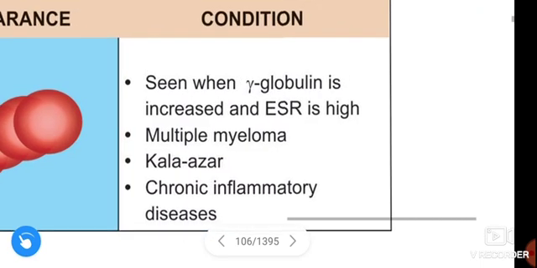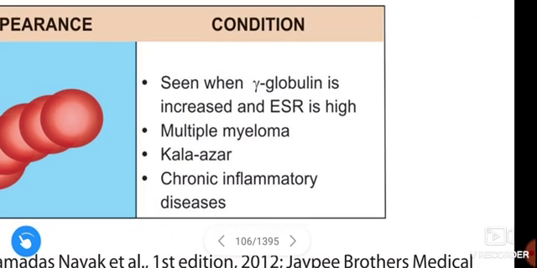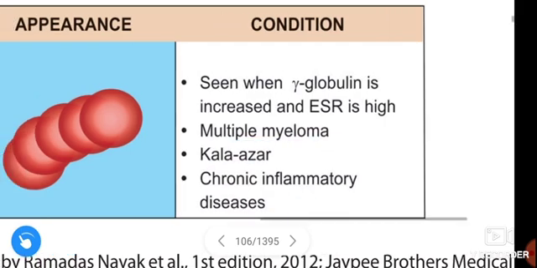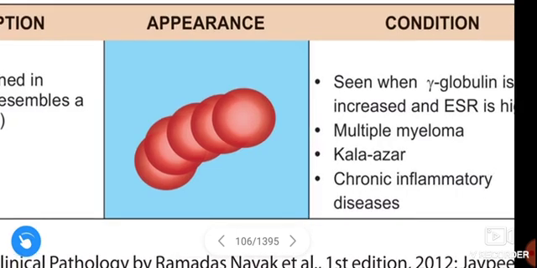Rouleaux formation is seen when gamma globulin is increased and erythrocyte sedimentation rate is high, and in multiple myeloma, Kala-Azar and chronic inflammatory diseases. Okay, this is about the erythrocyte sedimentation rate.